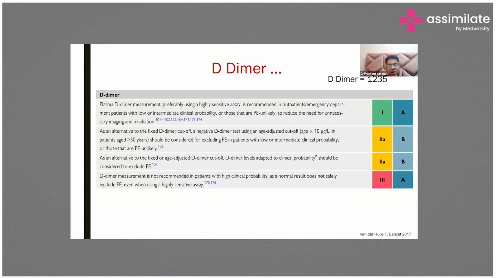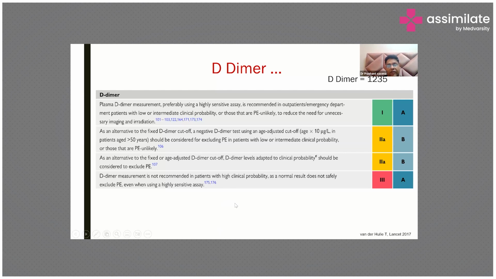So talking about D-dimers, a lot of patients come up with D-dimer values. Please remember it's a very sensitive assay and it is mainly useful in the OPD setting or the emergency department setting. In a patient who has low or intermediate probability of PE, or a very unlikely PE, you can do a D-dimer, and if the D-dimer is negative, you can safely exclude the PE.